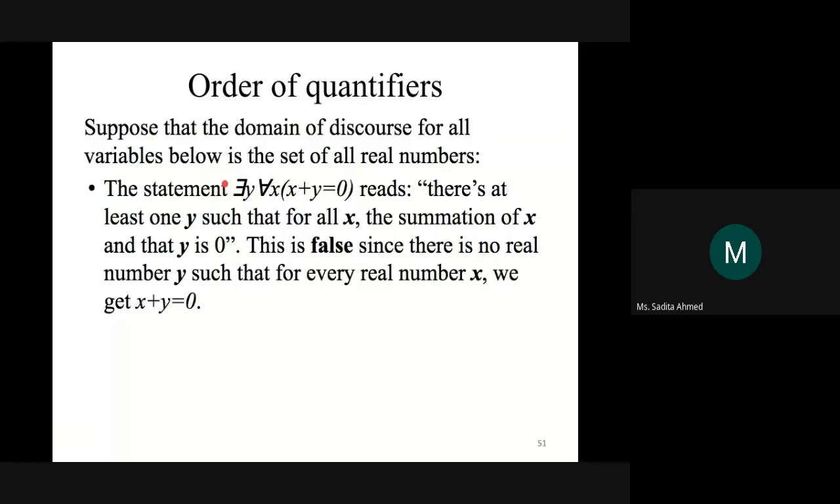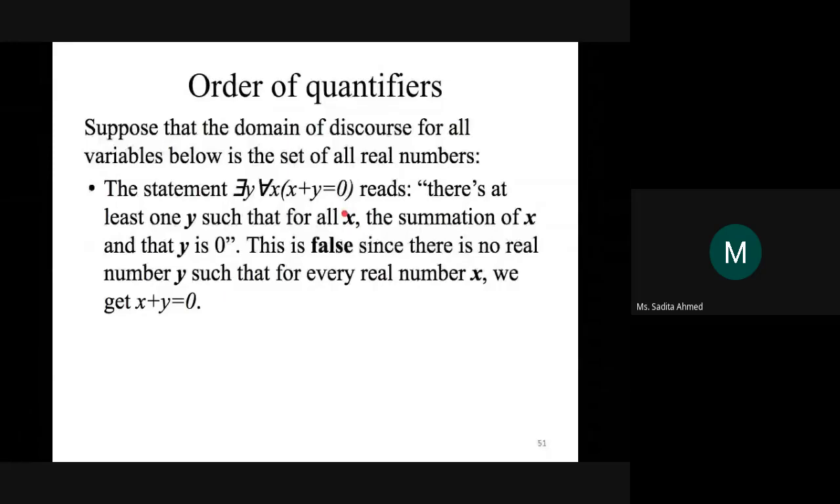Here, you have to find at least one real number, that for that specific real number, you get x plus y equals 0 for all x's. This statement is in fact false. Why is that? Because if you think about real numbers, there is no such real number which will give you x plus y equal to 0 for all real numbers x. That is, whichever real number you pick for y, for that specific real number, all other real numbers added to it will give you 0. Is there any real number like that?